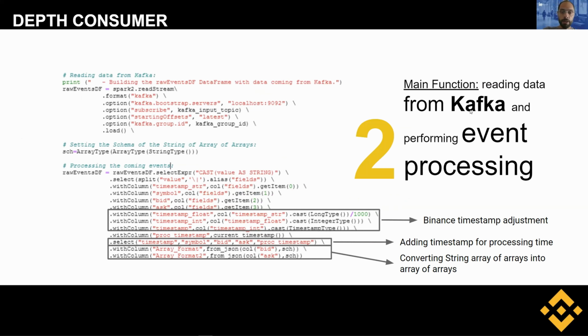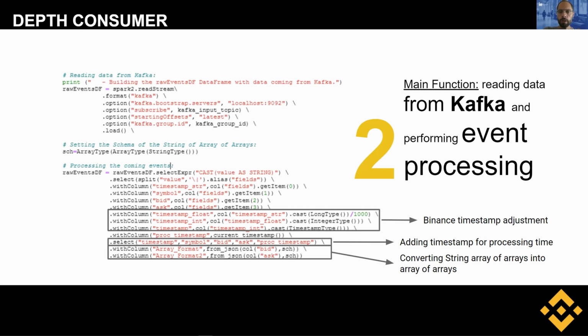The tricky part here is that the asks and bids are coming in a string format containing arrays of arrays. Therefore, we need to rely on the from_json method that will help us convert each column into the arrays of arrays. Here, as we did in the previous mini ticker consumer case, we are including as well the current timestamp and processing timestamp coming from Binance, which is in a millisecond format and needs to be reformatted.